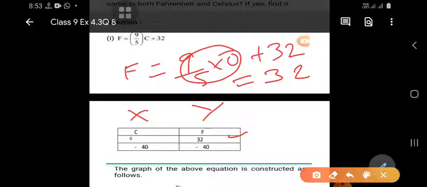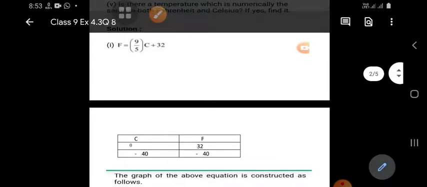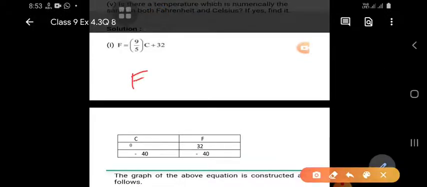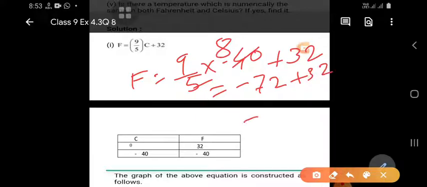So 0, 32 is the first coordinate. For the second coordinate, if C is equal to minus 40, then F is equal to 9 by 5, put the value of C, that is minus 40, plus 32. Cut it: 5 8s are 40, that means minus 72 plus 32, that is minus 40. So if C is equal to minus 40, then F is equal to minus 40. So we get two coordinates.